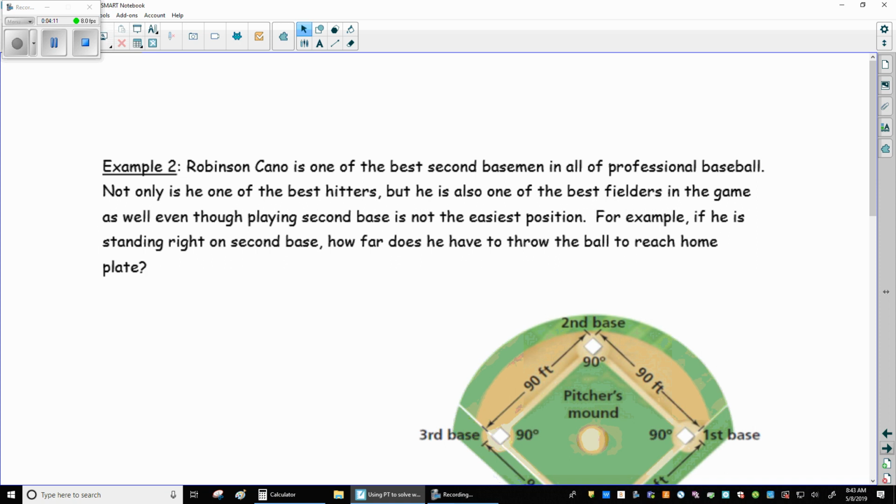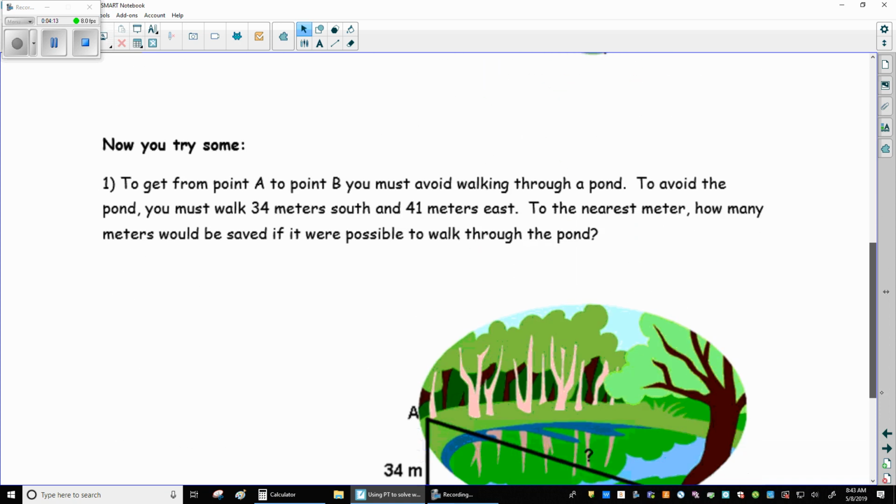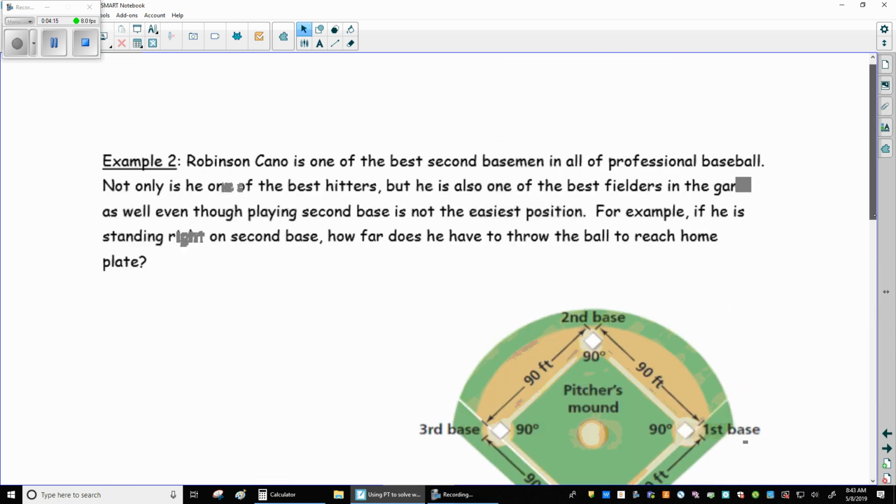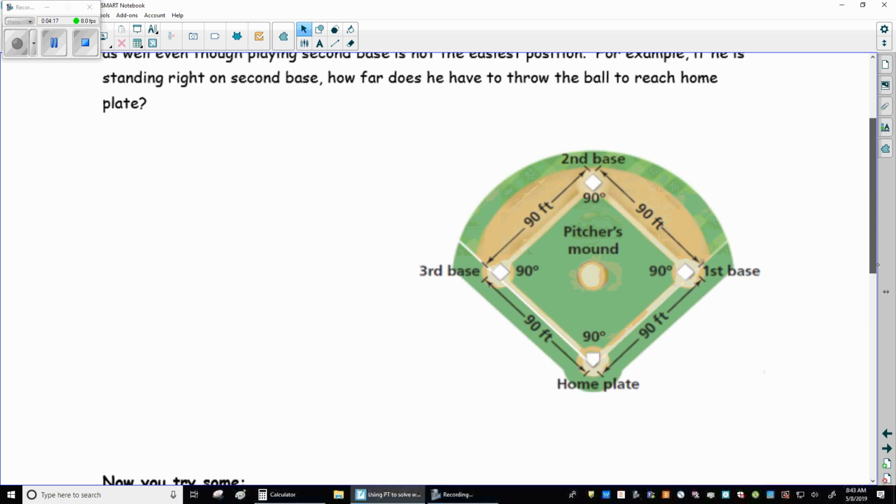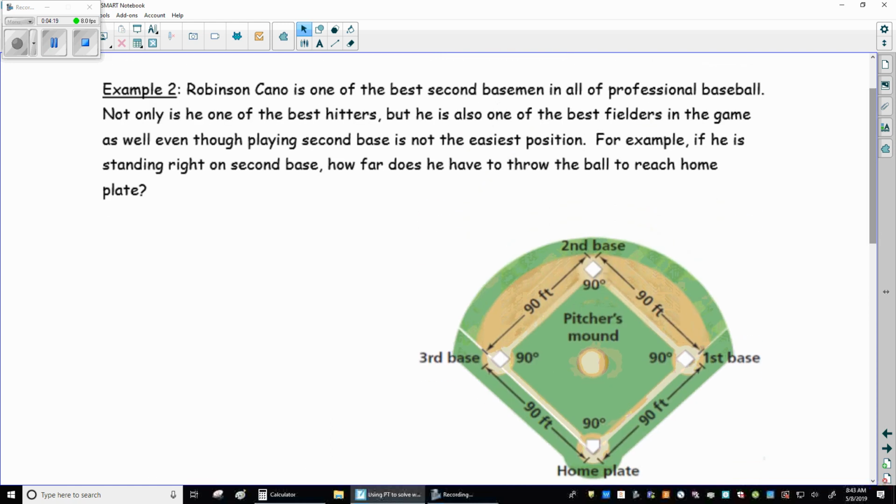I think I have 2 more examples to go over with you guys, or 1 to go over with you guys, and 1 for you to do. So let's take a look. On example 2, I'm talking about some baseball stuff going on here. A guy throwing from second base to home, I believe. Yep. So he's going to throw from second base to home. And as soon as I do that, hopefully you guys can see a triangle there. I definitely do.